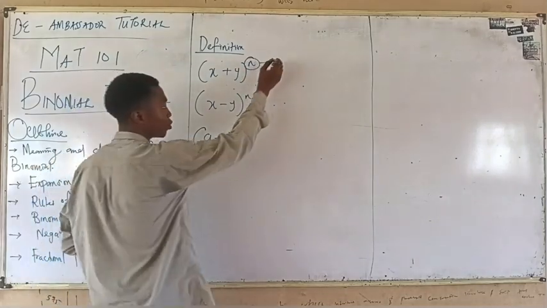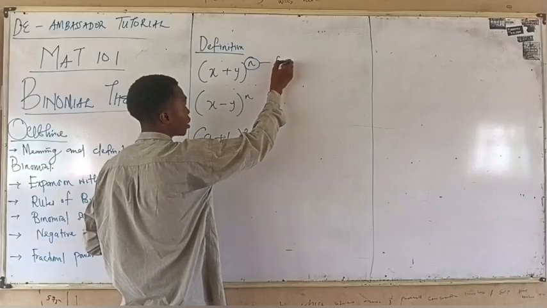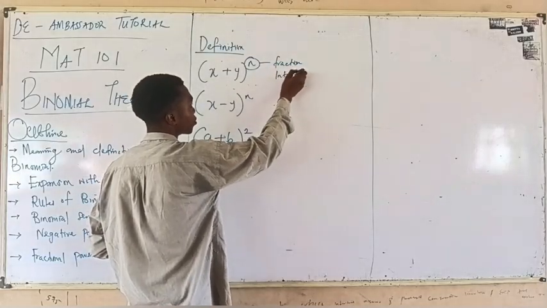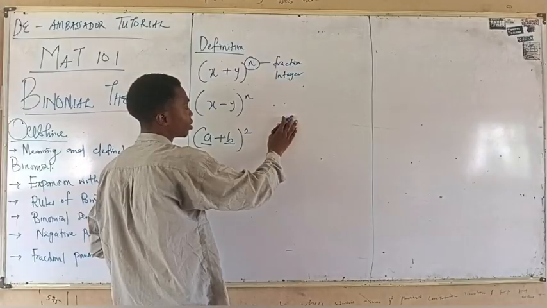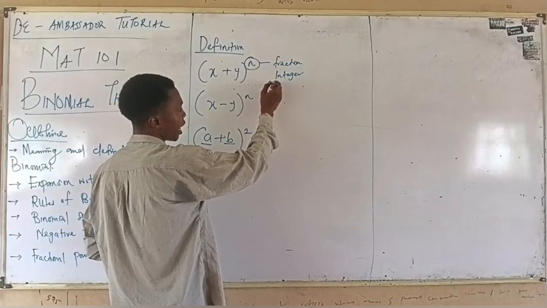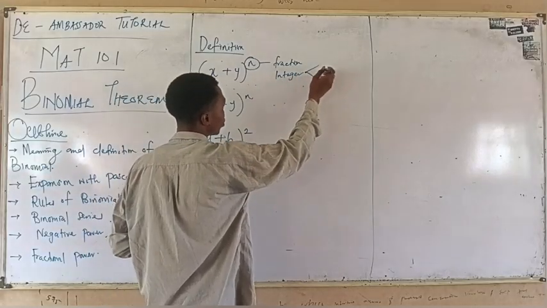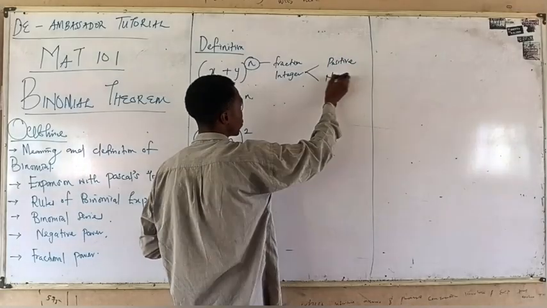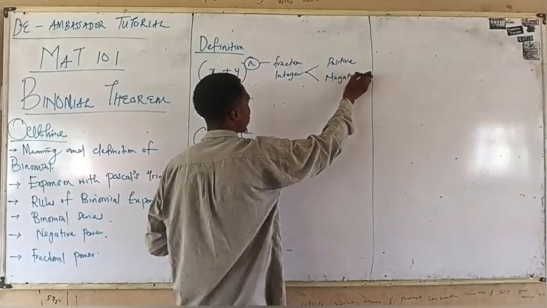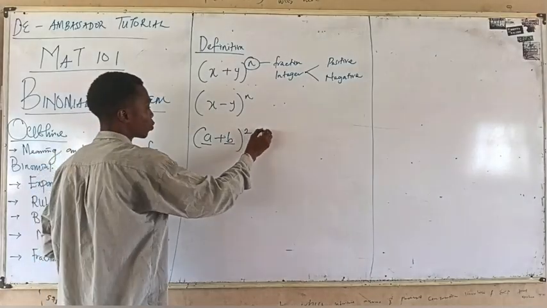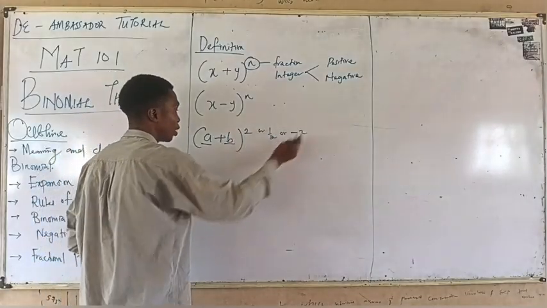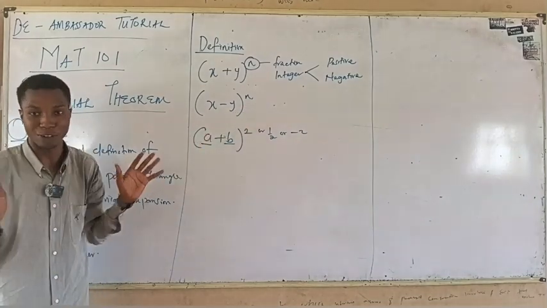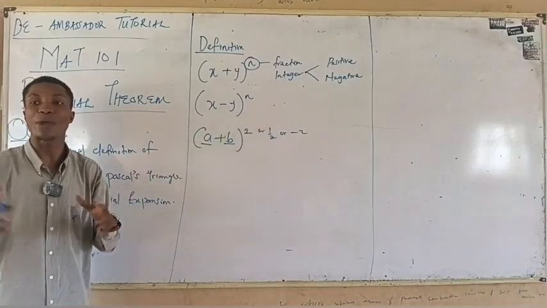It can be a fraction. It can be an integer. Are you seeing that? It can be a negative or positive integer, either of the two. So I can have it as 2, I can have it as 1 over 2, I can have it as minus 2, either of the two. As far as the power is on it, it is called binomial. So the issue is that how can we expand binomial?